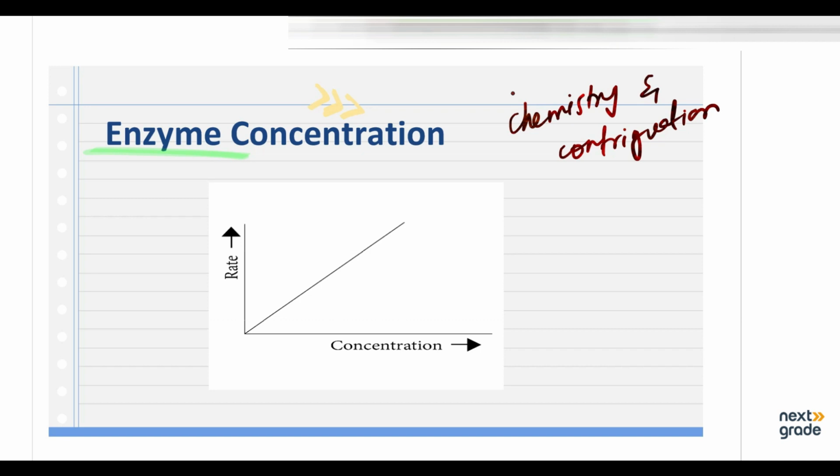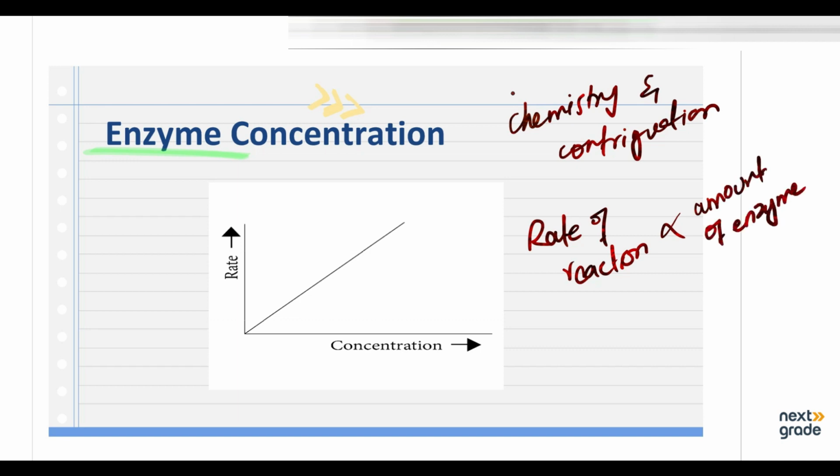So the rate of a reaction depends directly on the amount of the enzyme present at a specific time, at unlimited substrate concentration, right?